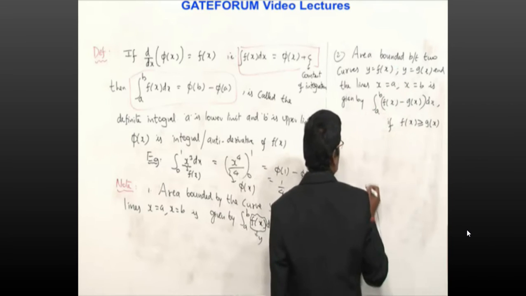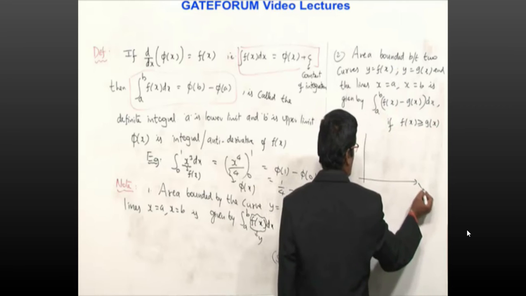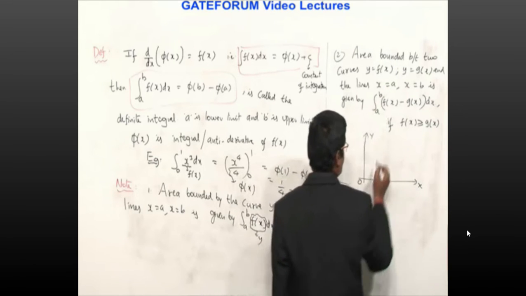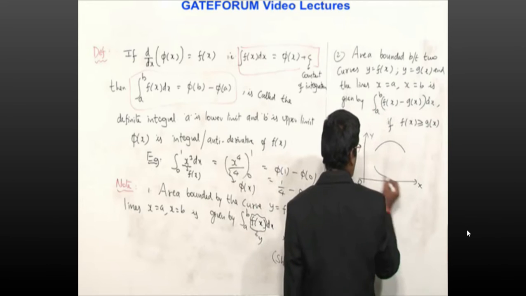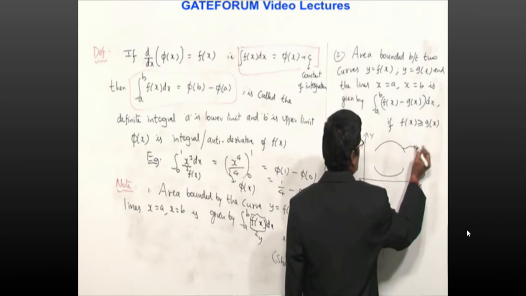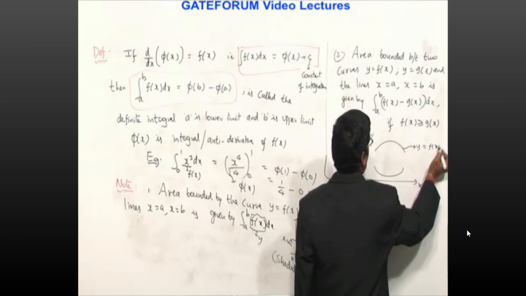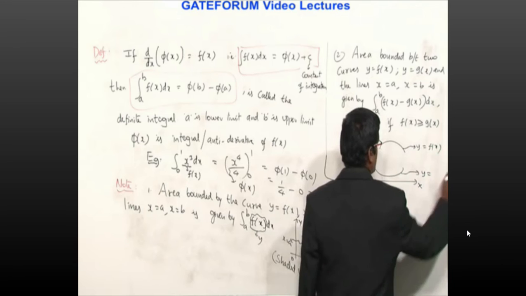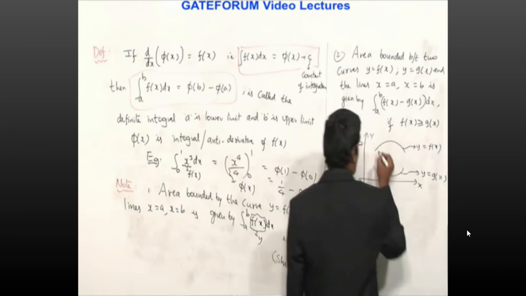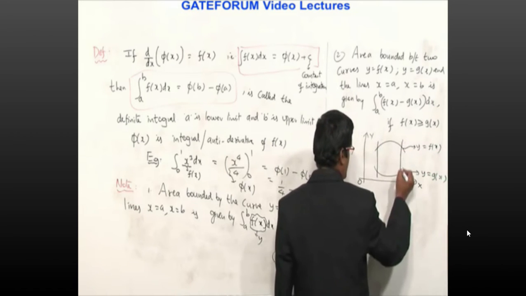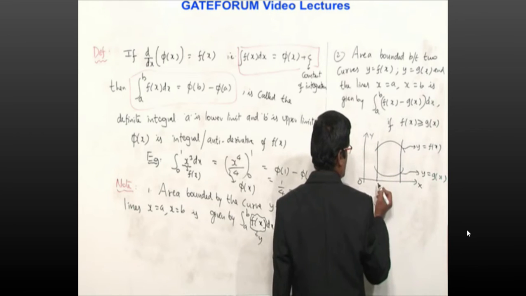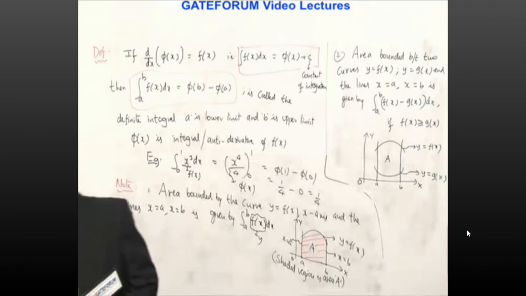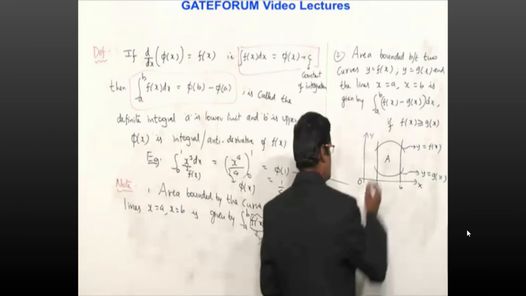So geometrically, a rough sketch of the diagram of this point. This is the origin, one upper curve, the other is the lower curve. So the upper curve is denoted by y is equal to f of x, and the lower curve is y is equal to g of x. Again bounded between two vertical lines, small a, small b. This is the area. Again the region is to be shaded by some red color.